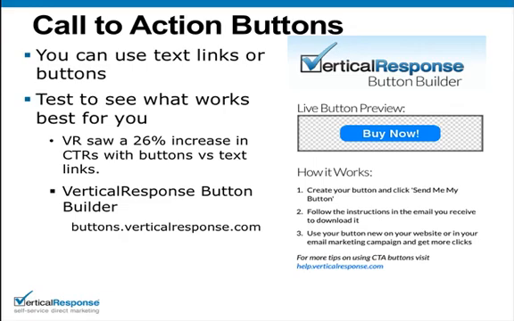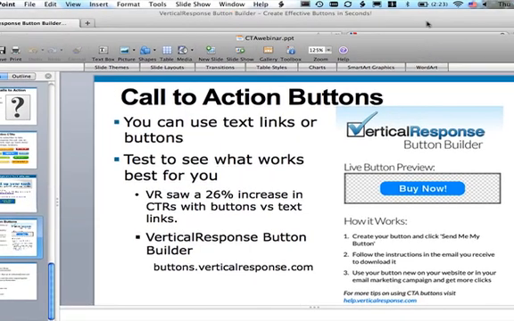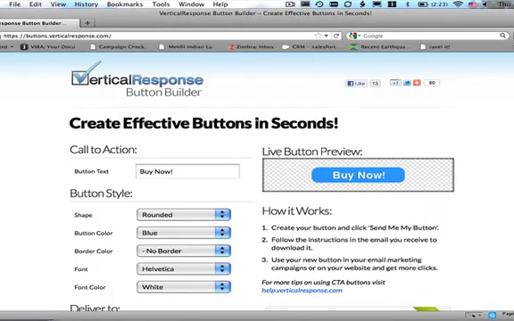And this is going to lead into a couple-minute demo here. We have a new tool. It's called the Vertical Response Button Builder, and you don't even have to log into your account to use it. You can just go to buttons.verticalresponse.com. So if you want to go to that and follow along and play with it as we're demoing this, it's something new that we've created. It's absolutely free, and you can use it right on your website. You can use it in your email campaigns, and it's, like I said, completely free and super easy to use.